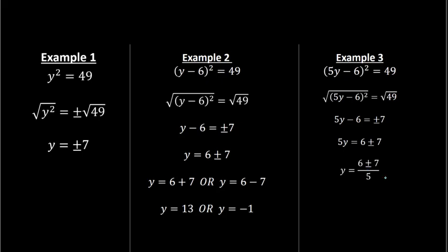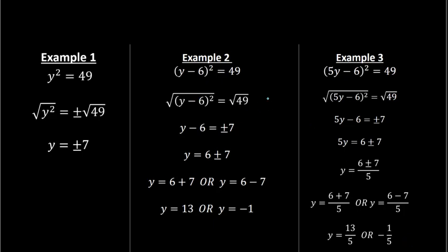So this plus or minus means that we have two different answers. One would be 6 plus 7 over 5, and the other would be 6 minus 7 over 5. Well, 6 plus 7 is 13, so we have 13 over 5. Or 6 minus 7 is negative 1, so we have negative 1 over 5. So my two answers would be 13 over 5 or negative 1 over 5.